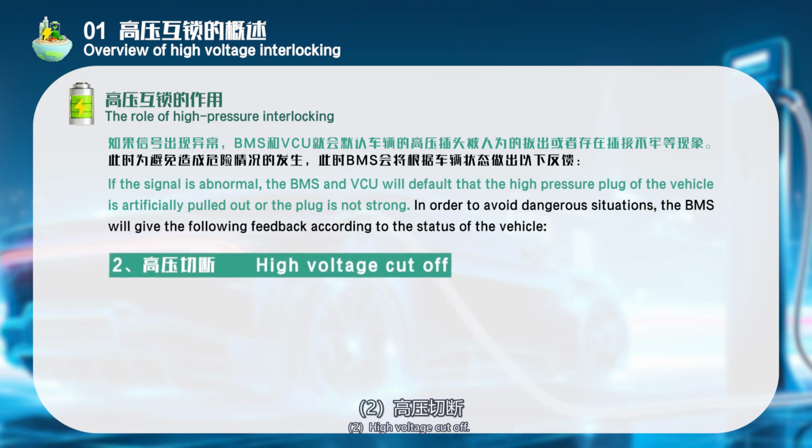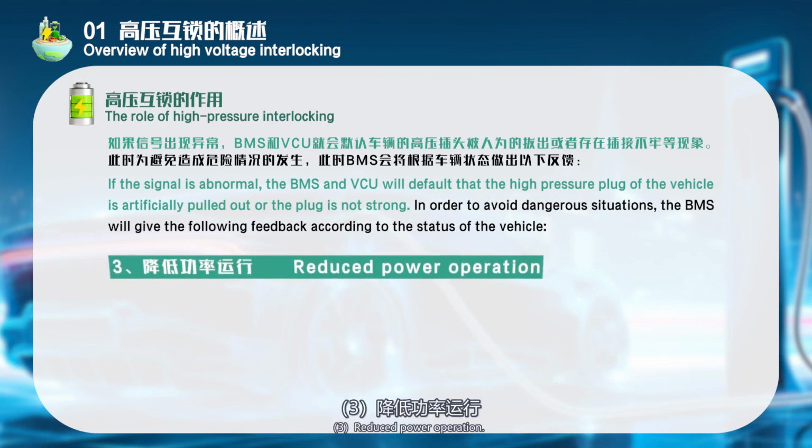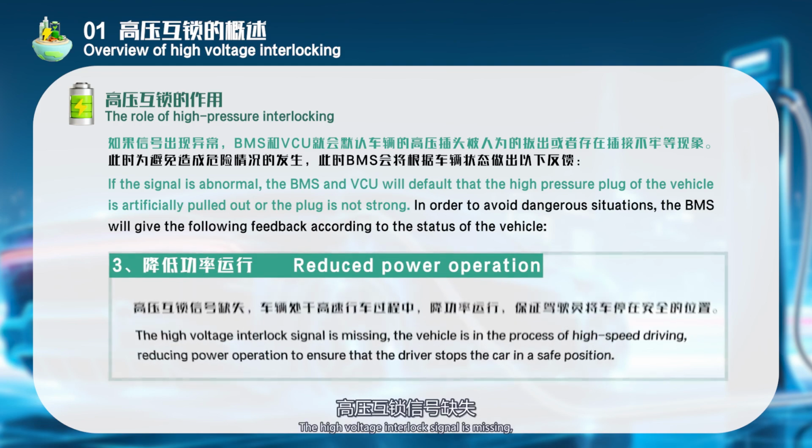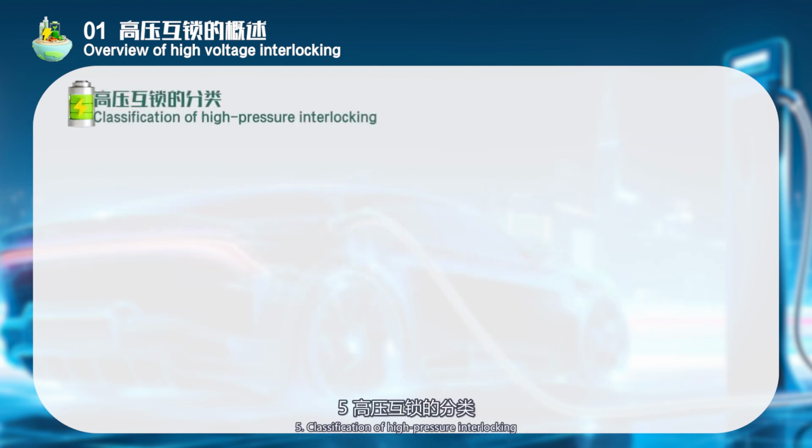2. High voltage cutoff. The high voltage interlocking signal is missing and the vehicle is stationary. 3. Reduced power operation. The high voltage interlock signal is missing while the vehicle is in the process of high-speed driving; power is reduced to ensure that the driver stops the car in a safe position.